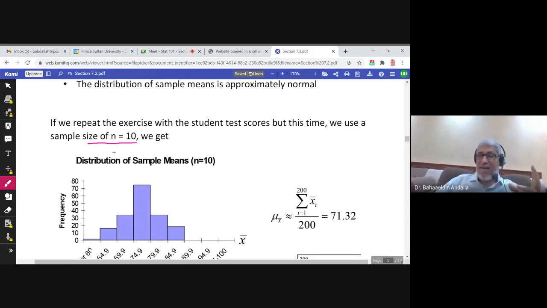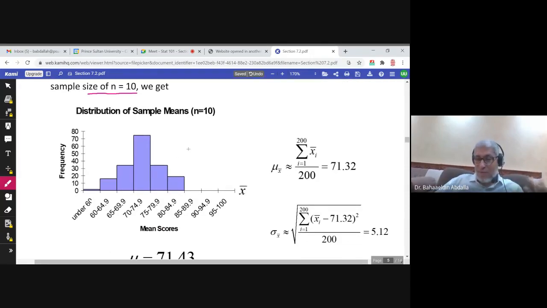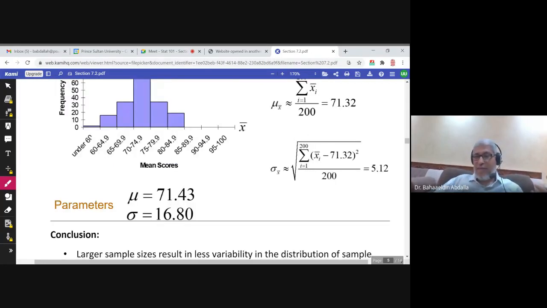If you choose 200 samples of size 10 and find all the X bars and do a distribution for these means, these X bars, you will find this histogram. It's a normal distribution. And you will find the mean of X bar is 71.32. It is even closer to mu. So when you increase the sample size, what happens? Mu X bar becomes closer to mu. And if you choose all the possible samples, you will always find the mu X bar equals to mu.